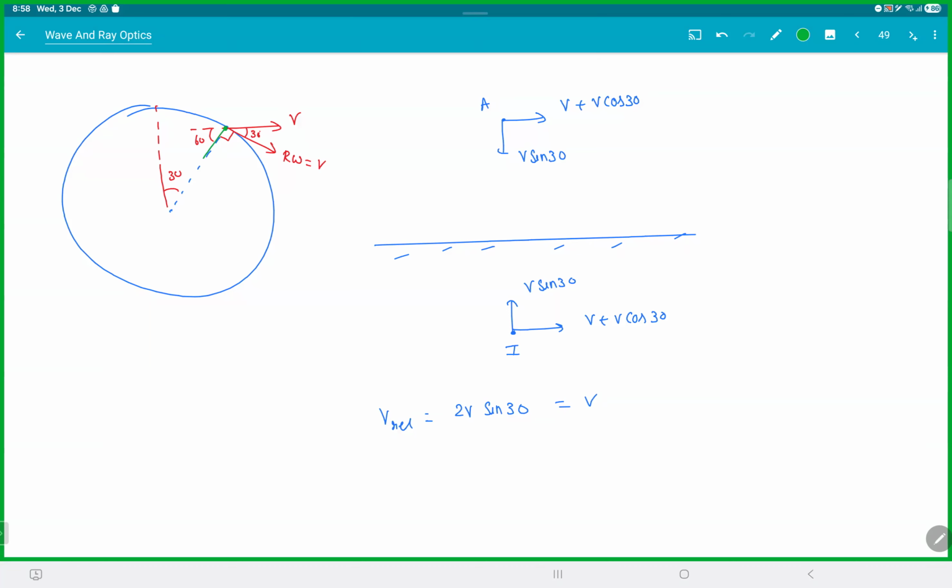Even though it's going with constant velocity, it will have centripetal acceleration omega square r. Remember, a particle going in a circle will have centripetal acceleration. So it will have a vertical component, omega square r sin 60, and omega square r cos 60. So it's omega square r sin 60, two times. That will be your acceleration.